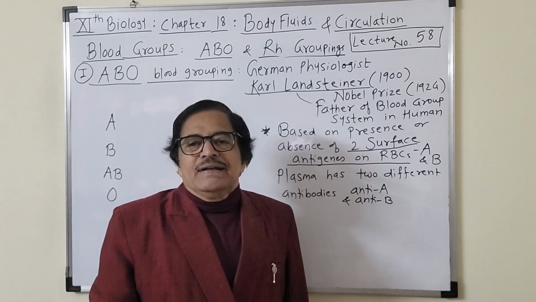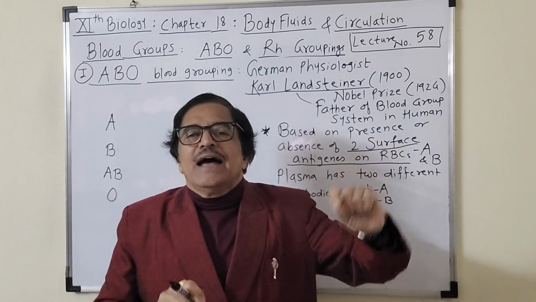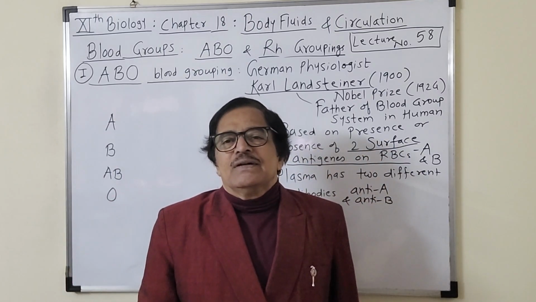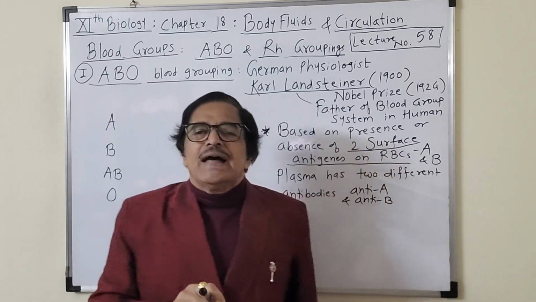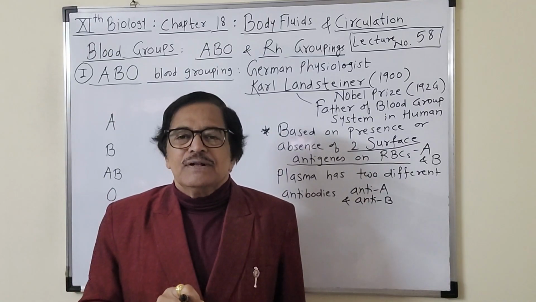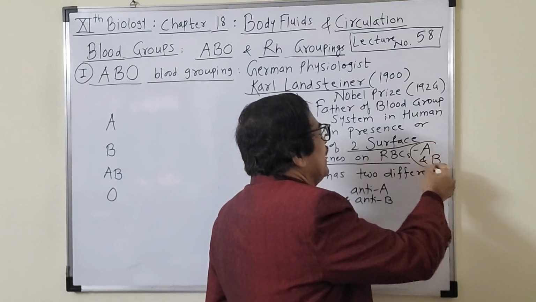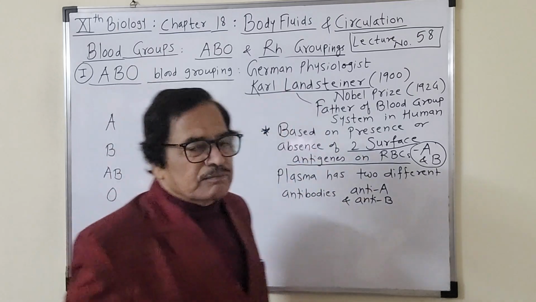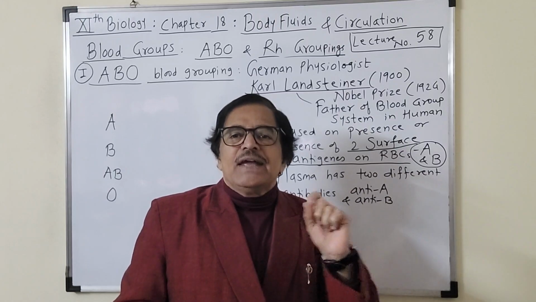Okay. That means it is not the case that a few RBCs have antigen A and a few have antigen B. Whatever the system is decided, that will be there throughout life in that person. That is very astonishing. And those antigens have been labeled as antigen A and antigen B by Landsteiner. Okay. They are named as A and B.